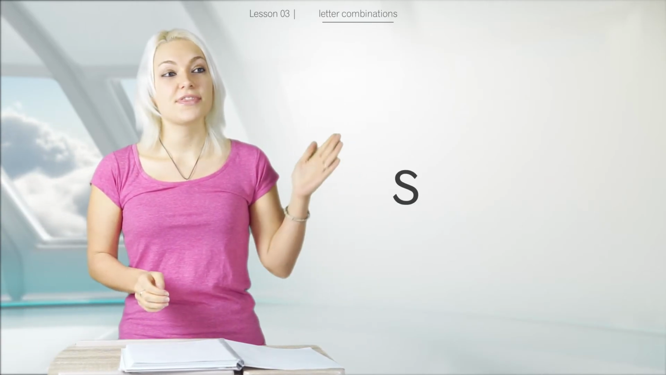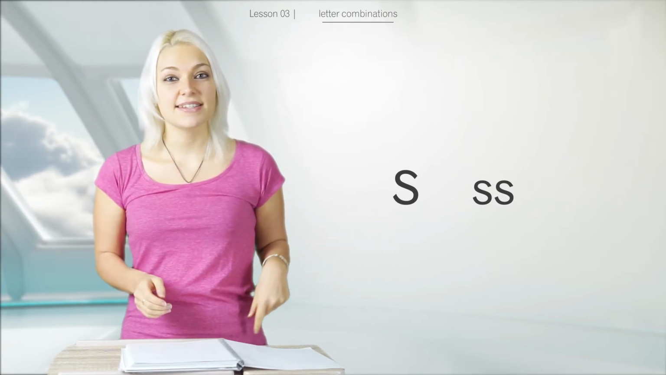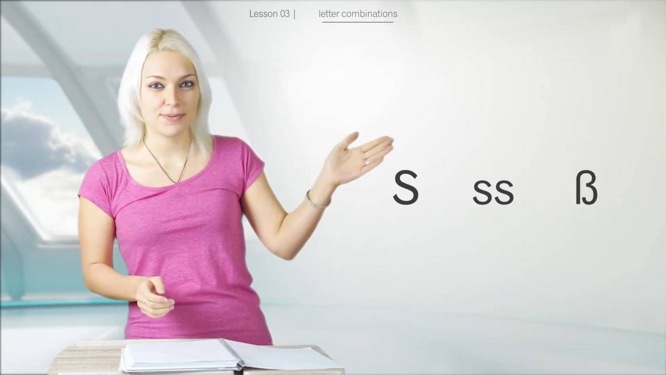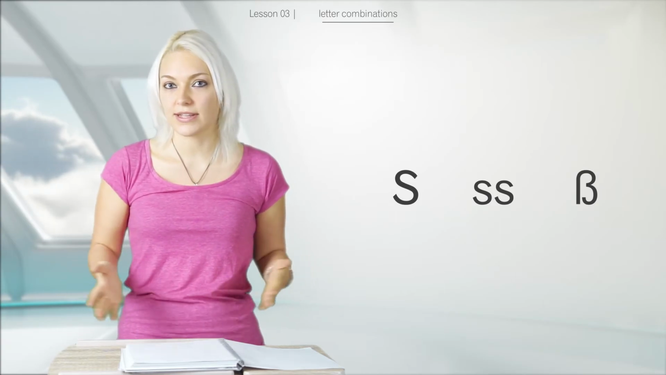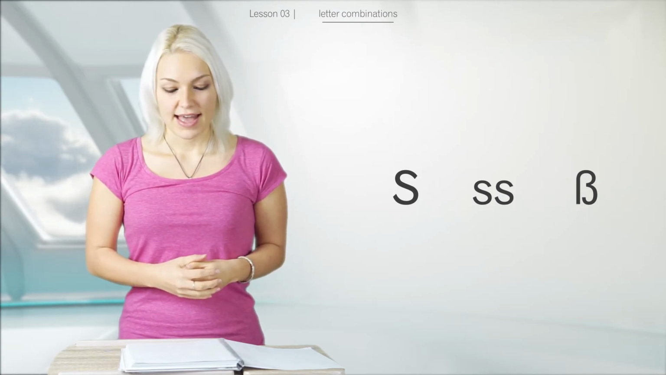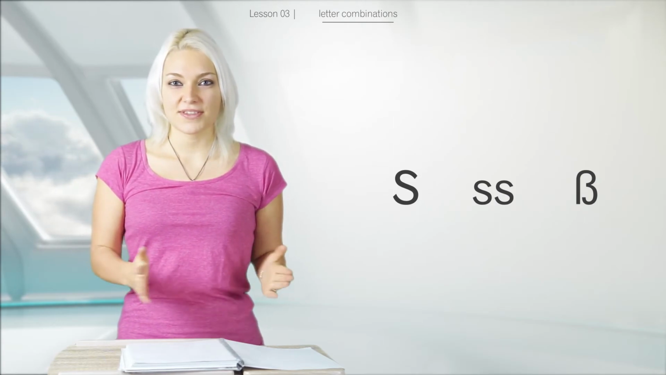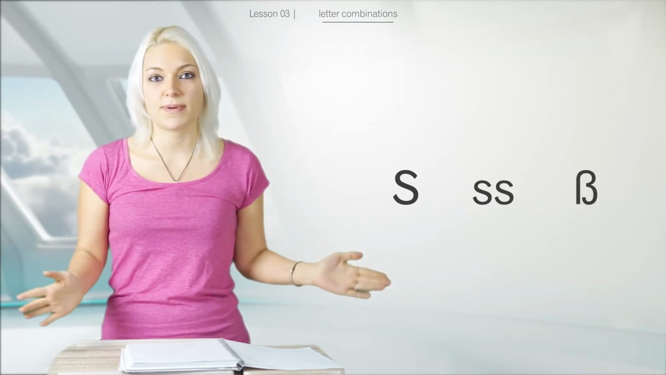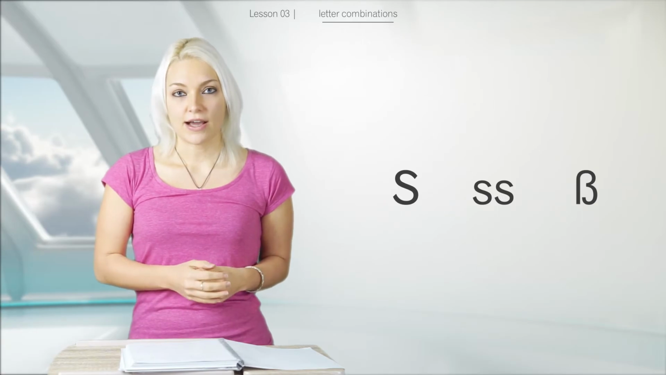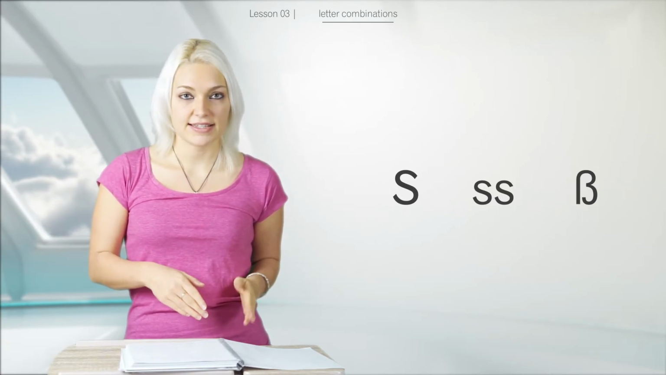Another very interesting letter is the S and its combinations. So we have the single S, the double S, and this weird shape, the SZ. You might have seen it. It looks like the Greek B. And they are all the same letter, more or less. Okay, the normal S I have already explained last lesson. Now we have double S and SZ.